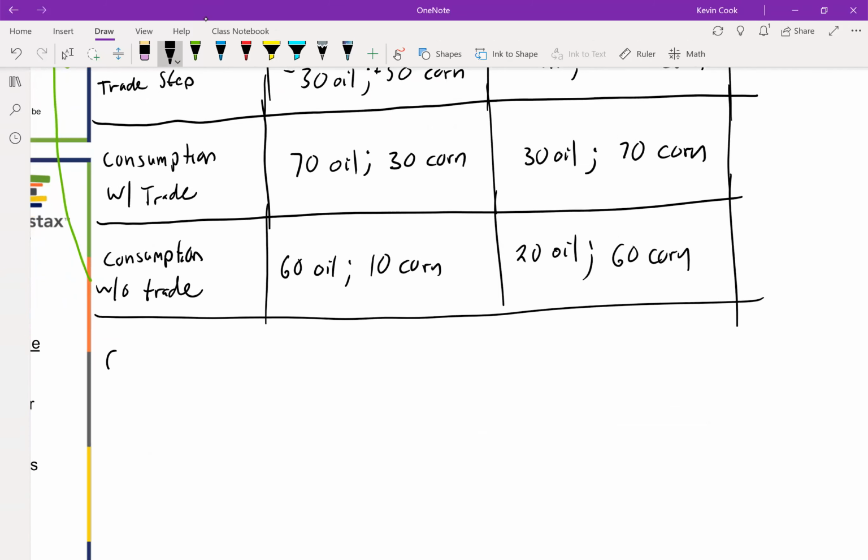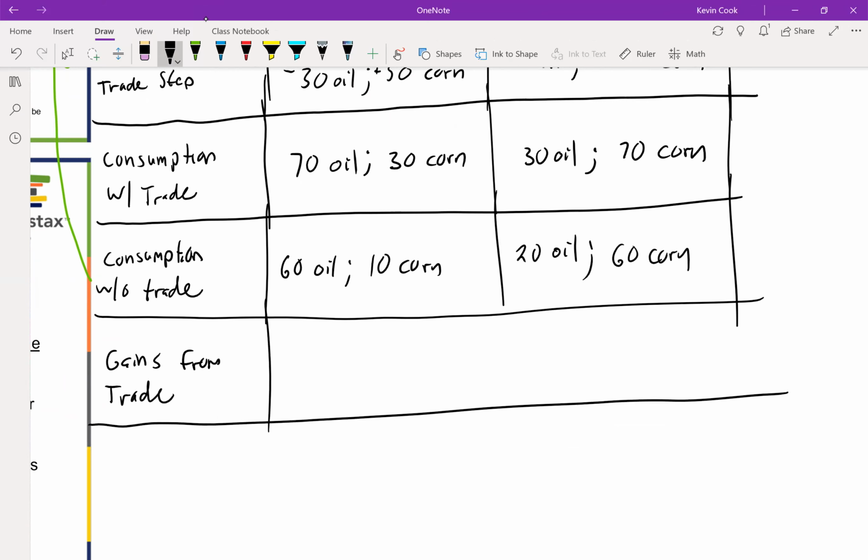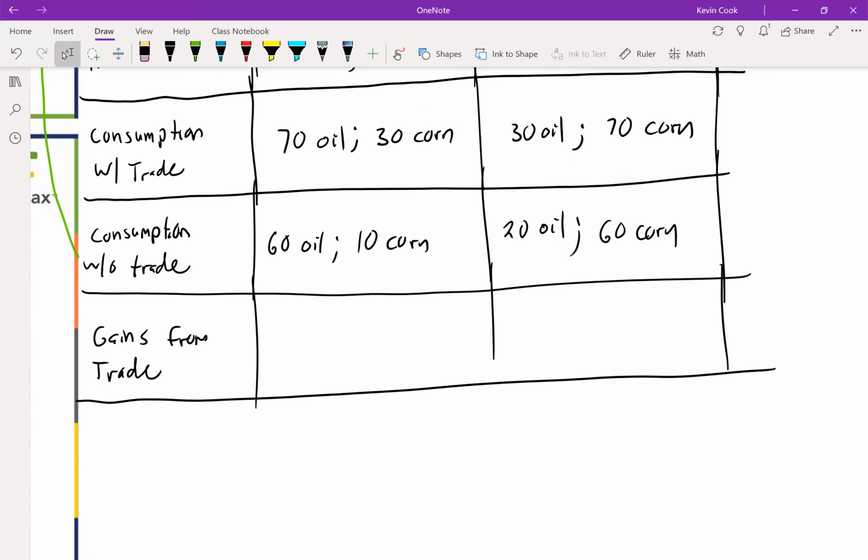So now we can see our gains from trade. To find my gains from trade, I'll take my consumption with trade minus my consumption without trade. Then I'll see how many more goods I'm able to consume. So in this case, I have 70 oil minus 60 oil, which means that Saudi Arabia gained 10 barrels of oil and 20 bushels of corn. And then the US gained 10 barrels of oil and 10 bushels of corn. So all these are pluses.